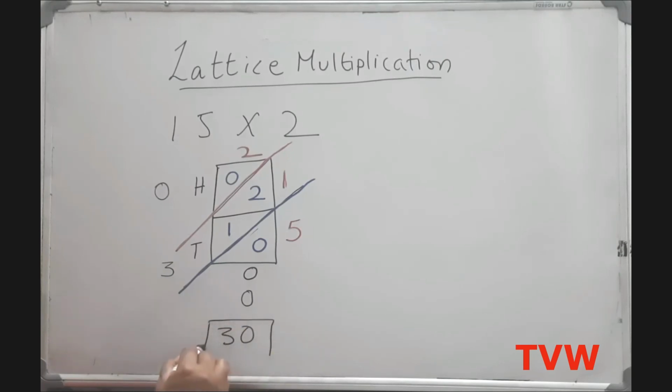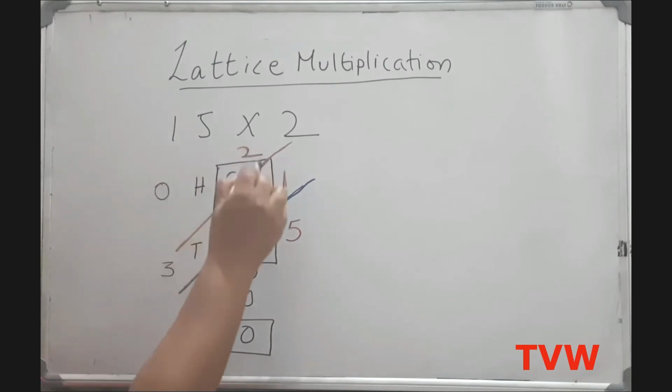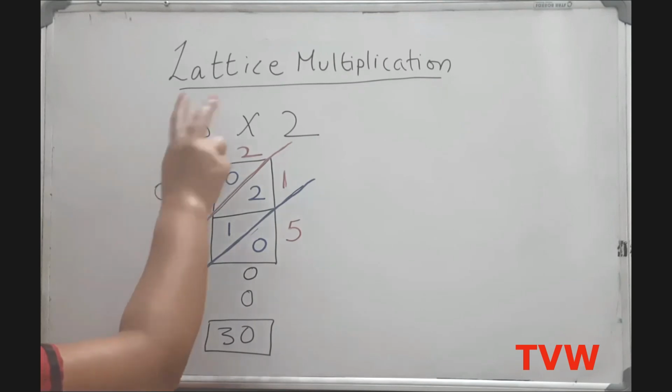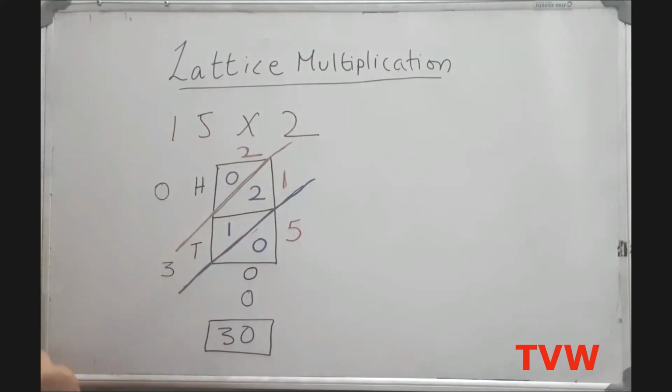So remember, it doesn't matter how you draw your grid. You can draw your grid any way you want. This is called the lattice grid. The lattice grid can be drawn any way you want depending on the digits of the numbers that you are multiplying. You'll still get the same answer.